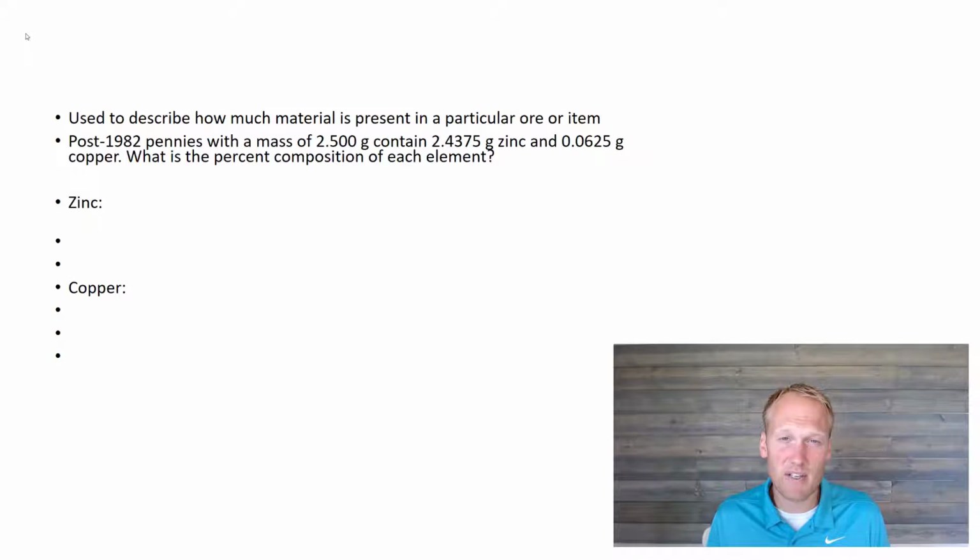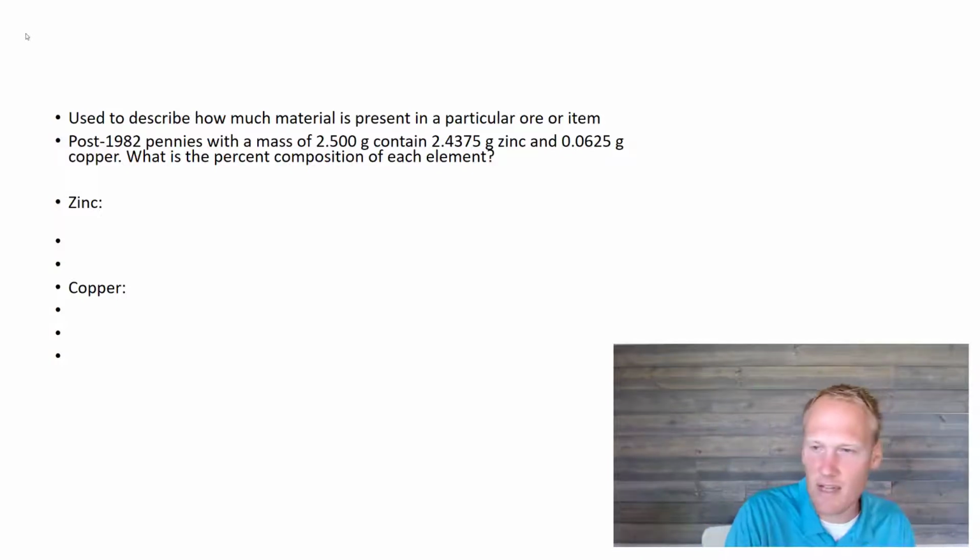Another place we can do percent composition is with standard materials lying around the house. For instance, if you have a penny past the year 1982, it should be about 2.500 grams, and it shows you we have 2.4375 grams of zinc and 0.0625 grams of copper. And so you could do the percent composition for each element. How would we do that?